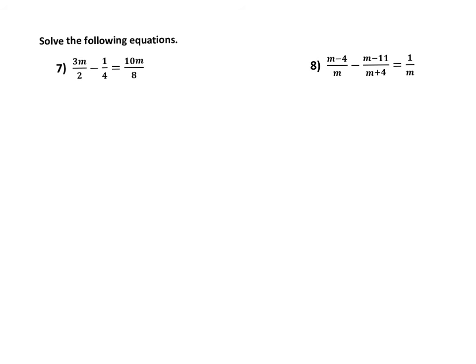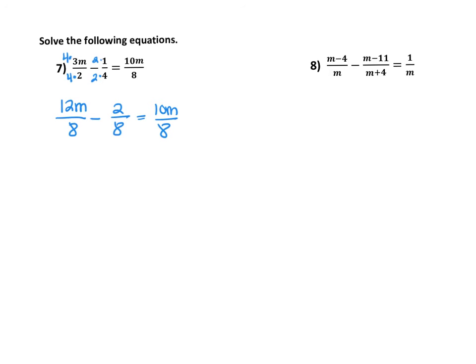So to make this first denominator an 8, I'd have to multiply by 4. Since I multiplied by 4 on the bottom, I need to multiply by 4 on the top. The second denominator is a 4. To make that an 8, I'd multiply by 2. So my new equation is going to be 12m over 8 minus 2 over 8 equals 10m over 8.